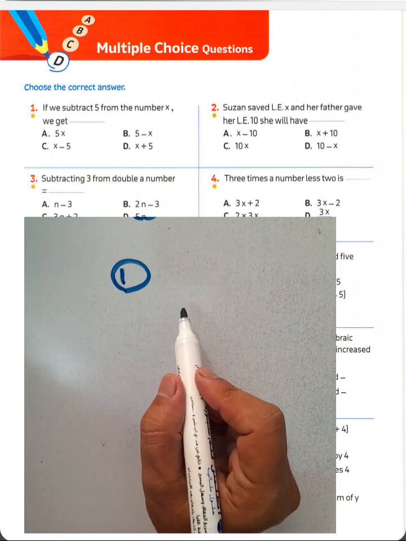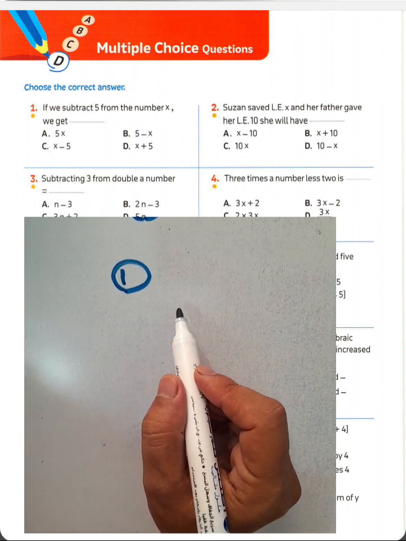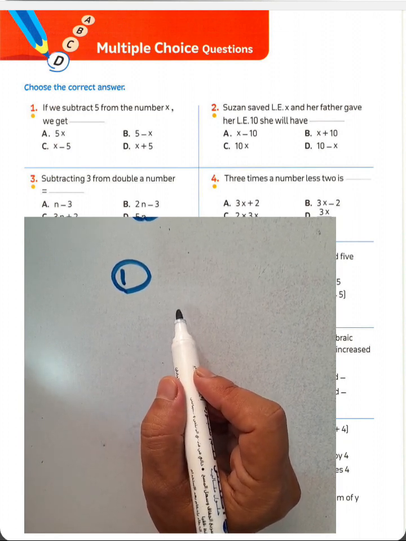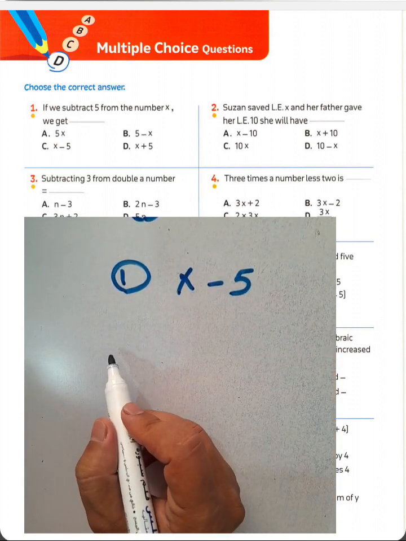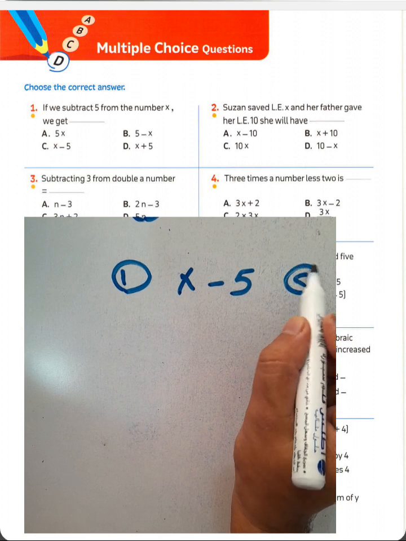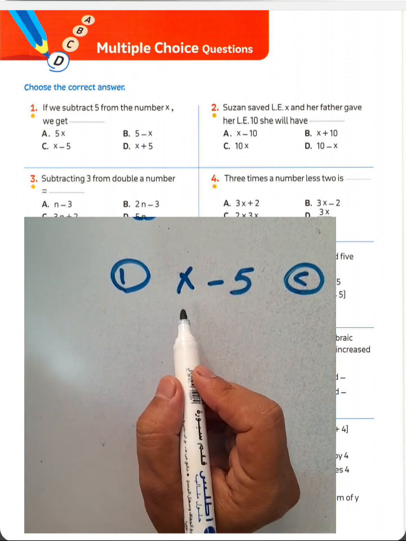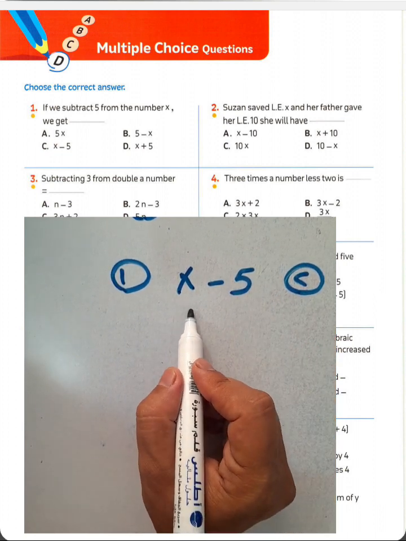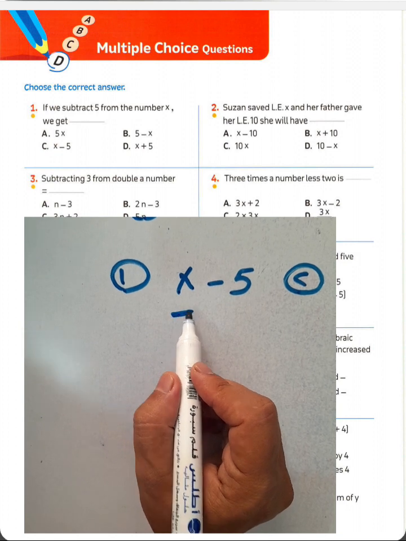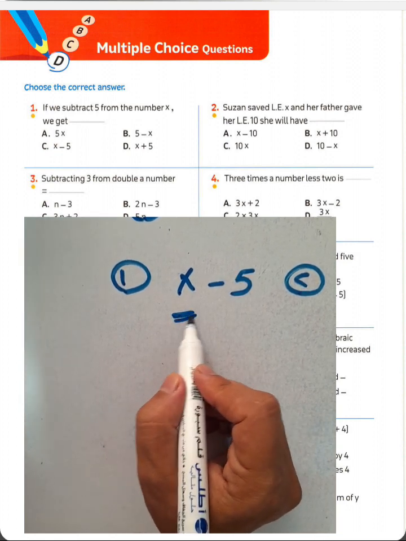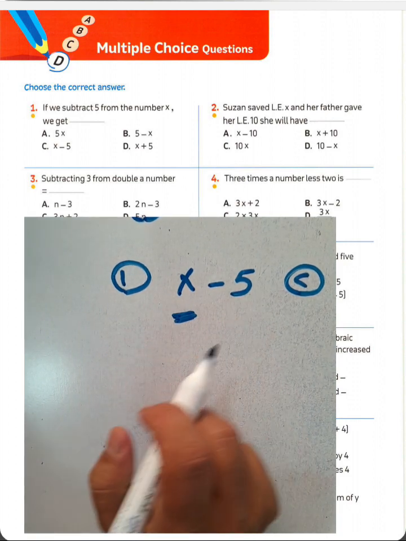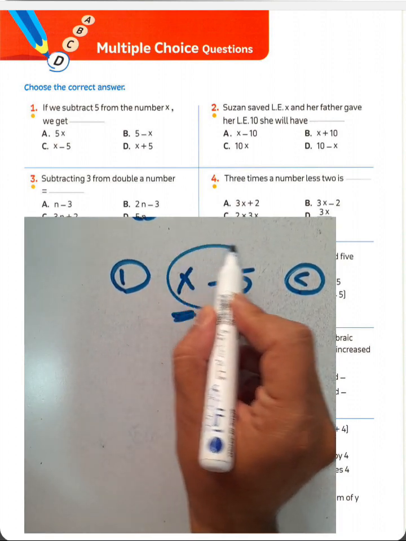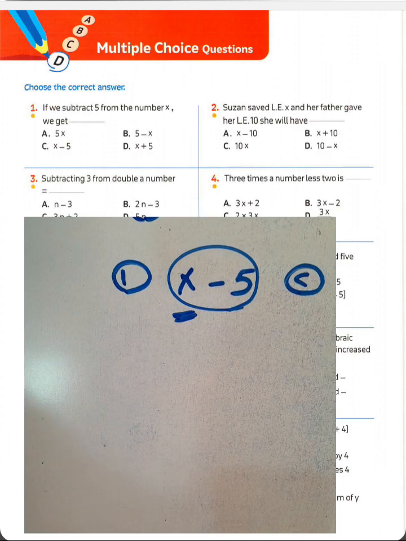If we subtract 5 from the number x, we get what? We get x minus 5. Choose letter C. Again, if we subtract 5 from x, we get x minus 5. X here we call the minuend, and 5 the subtrahend. Then the result will be x minus 5. That was question number 1.